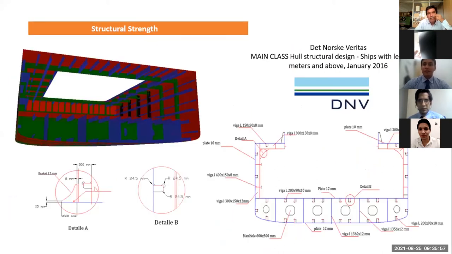For the structural strength, we use the DNV rules classification for scantlings of each structural element. You can see the structural sizes, the double bottom, the bottom, and the deck structure, and on the right-hand side all the dimensions that we use for this scantling. And the detail is what we will use for the welder in the future.